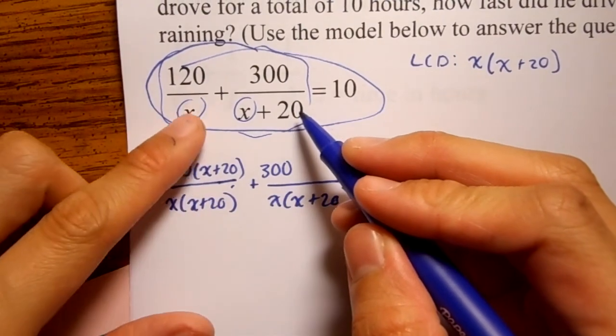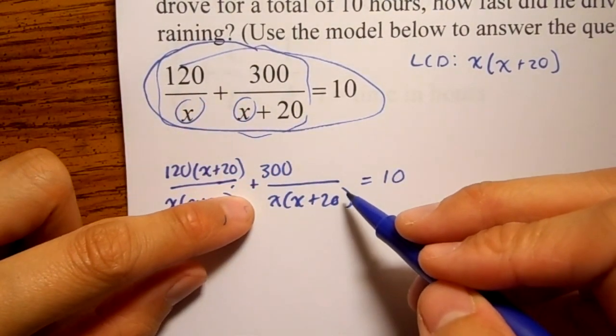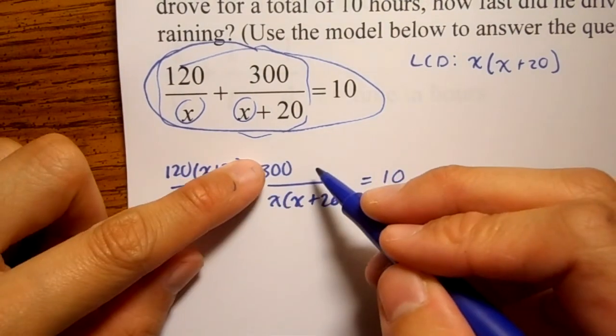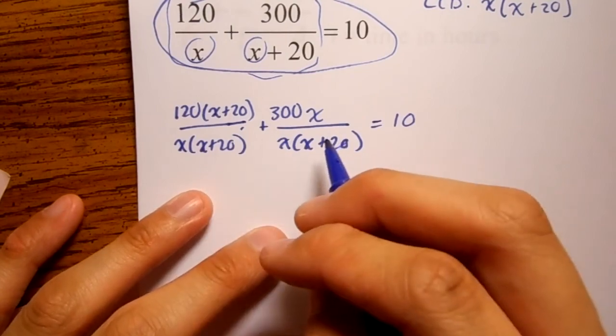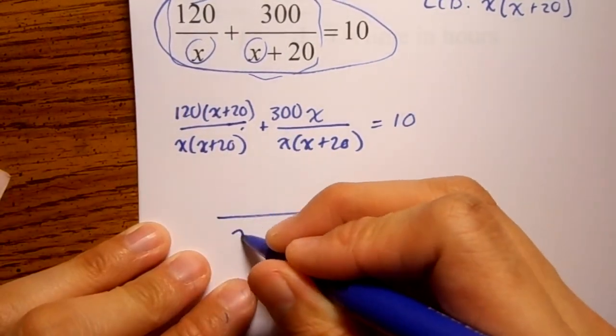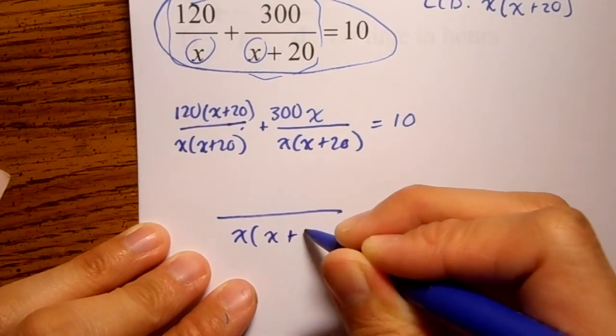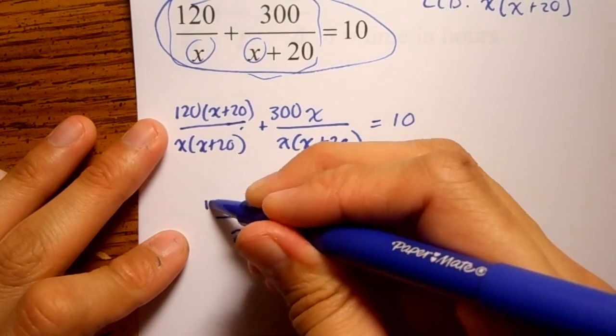So I don't change the value of it. Same thing over here. What did I multiply this denominator by to get this new denominator? Well, I multiplied by x. So you have to multiply the numerator also by x to not change the value. So now that you have a common denominator and both fractions are equivalent to the ones above, just combine them over that same denominator and simplify the numerator.